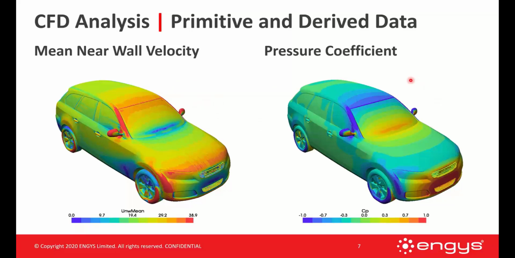And then over here on the right, we have a pressure coefficient over a vehicle. Now this gives us lots of information about where drag or thrust is being induced, or lift or downforce.